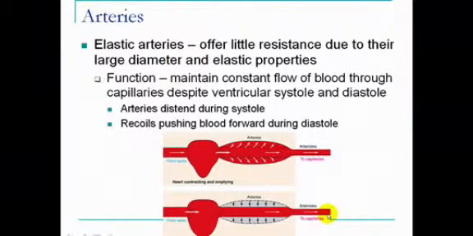So the function of that is to maintain constant flow of blood through the capillaries despite the changes that are happening in the ventricles. Because if you think about it, if you didn't have that elastic property, your ventricle would contract and push blood in, and then when it relaxed, blood would flow back. Well, you don't want that. So the ventricles push the blood into the artery, it gives a little, and then when the ventricles relax, the artery recoils and pushes blood forward and keeps it moving forward during ventricular diastole.